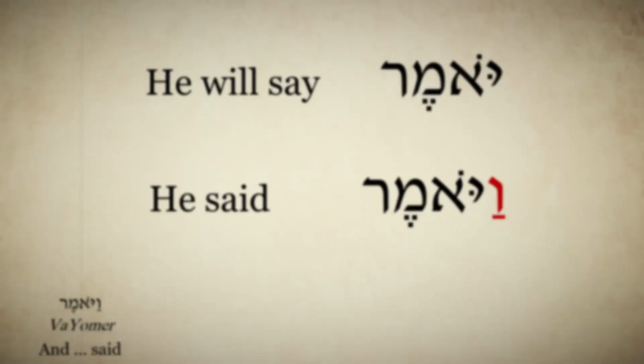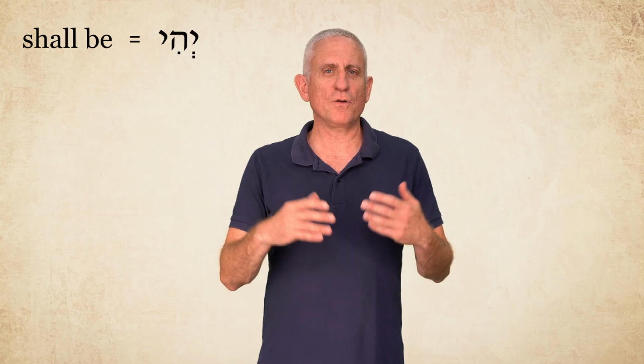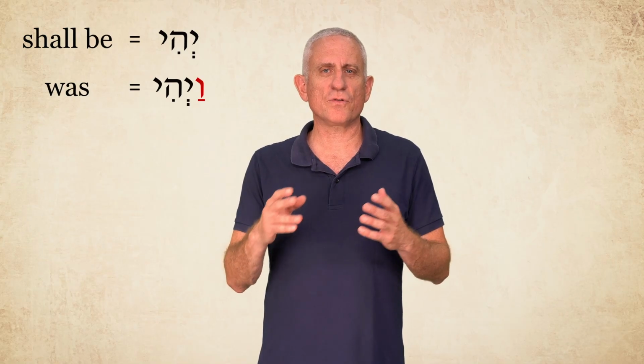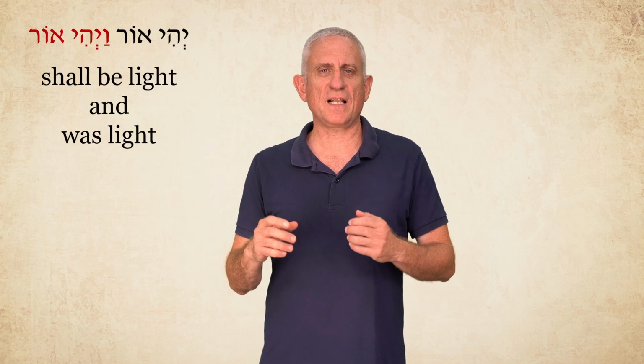Well, there is one piece of the puzzle that solves this. I actually gave you the answer early on in this video. The vav here makes all the difference. Do you remember that it has a role as a converter from future to past? So the verb yehi means "shall be," but with the converter added, vayehi means "was." It follows then that the closest literal translation of yehi or vayehi or is "shall be light and was light."